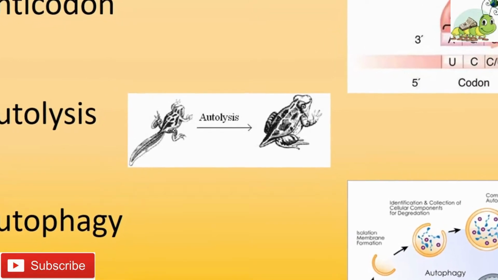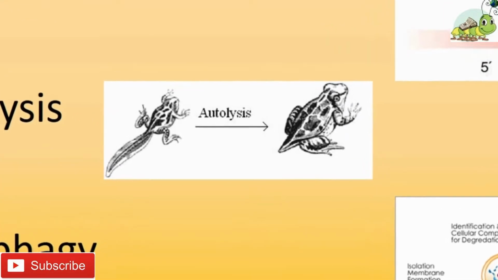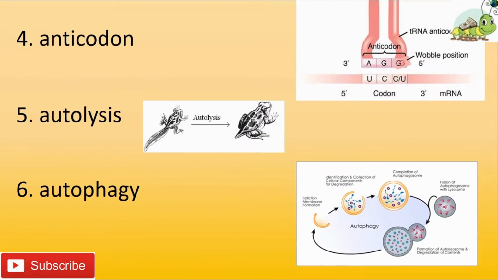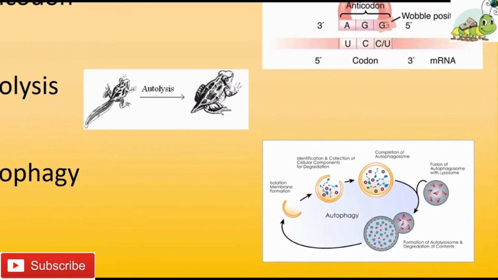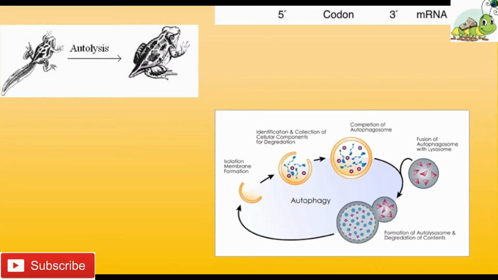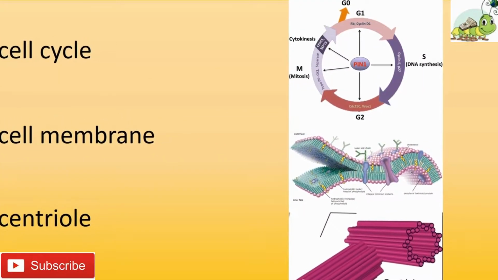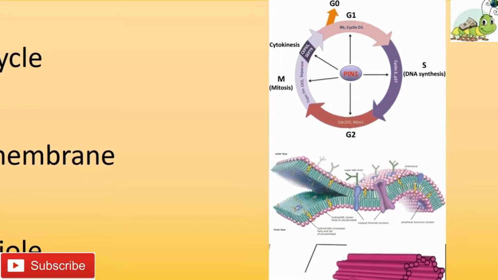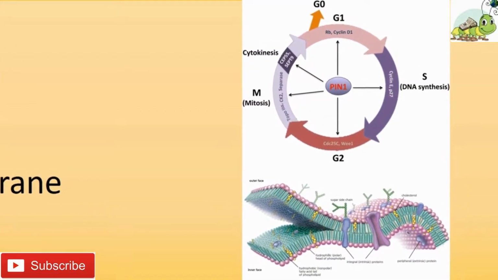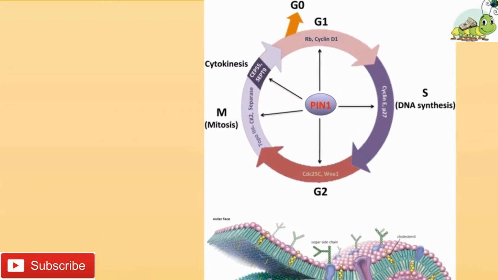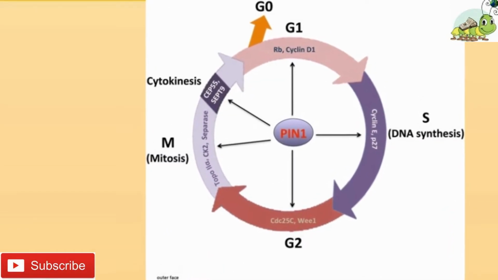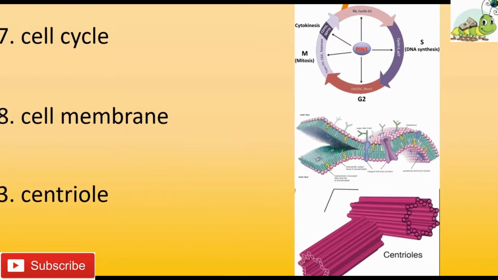5. Autolysis. Breakdown of cells by their own enzymatic action. Point 6. Autophagy. Lysosomal breakdown of a cell's own components. Point 7. Cell cycle. Life cycle of a single cell from its birth until its division into 2 new daughter cells.